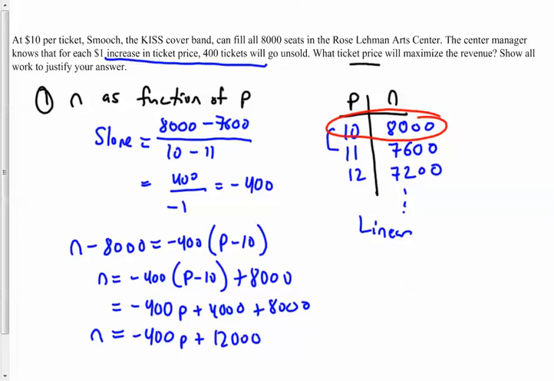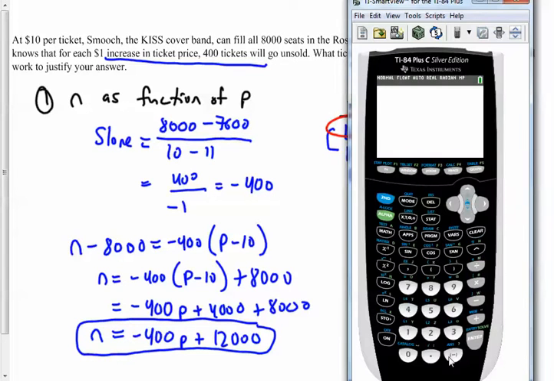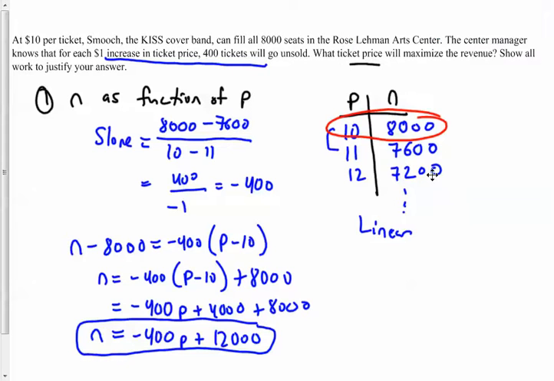A good way to check that this is the correct function, we'll plug in some of the other ticket prices. When we plug in 12 into this function, so negative 400 times $12 tickets, is that plus 12,000 going to give us what we're looking for, 7,200 seats? Looks pretty good. That's a good way to check to make sure you have the correct function.